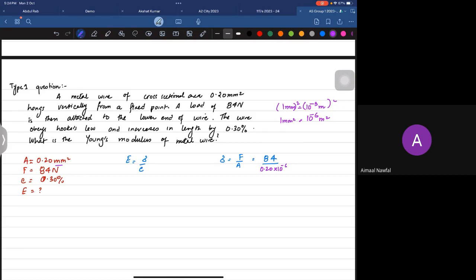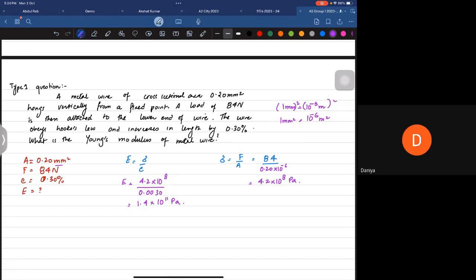Now you can simply find this. This will come out as 4.2 times 10 raised to power 8 pascals. So this is the stress. And then you have to find the Young's modulus. Young's modulus will be 4.2 times 10 raised to power 8 divided by strain. Strain is in percentage, so you can basically divide by 100 to convert into a fraction or decimal. So it's going to be 0.0030. So the Young's modulus should come out as 1.4 times 10 raised to 11 pascals. Please look at this question. Let me know if you have a question here.